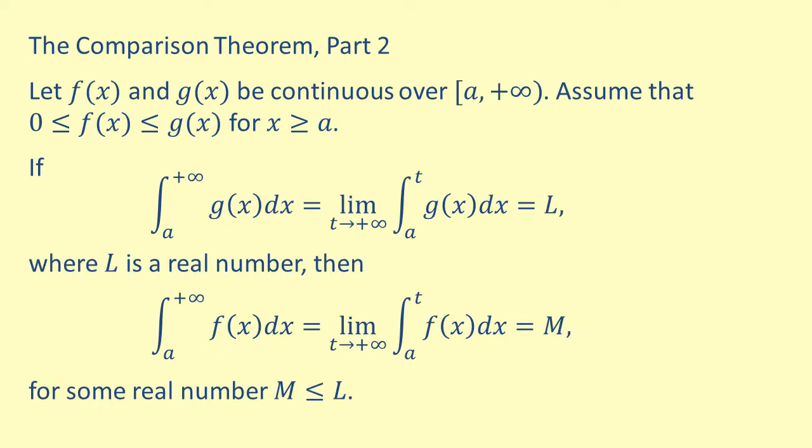The second part of the comparison test deals with convergence. We have the same conditions as before, but this time we will consider the cases in which the limit is some real number L. So, if we have the integral from a to positive infinity of g of x dx is equal to the limit as t approaches positive infinity of the integral from a to t of g of x dx equals L, then we can say that the integral from a to positive infinity of f of x dx equals the limit as t approaches positive infinity of the integral from a to t of f of x dx, which equals m. In this case, we also have the condition that m is less than or equal to L.